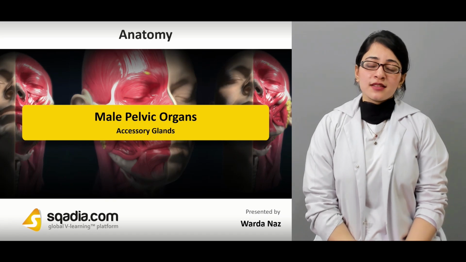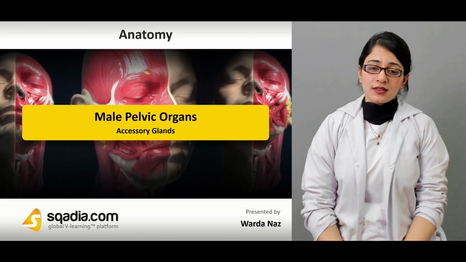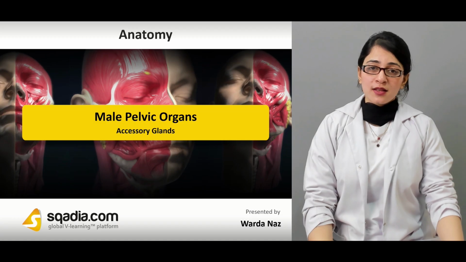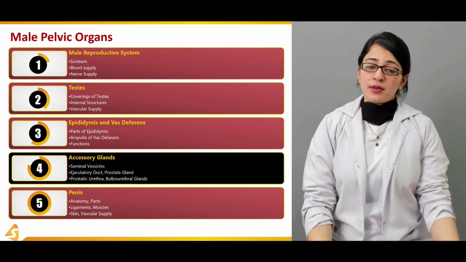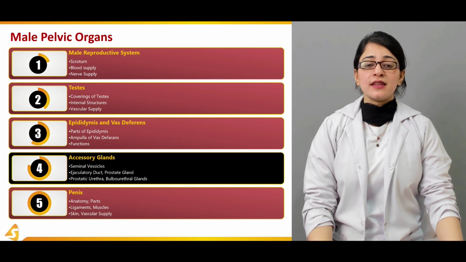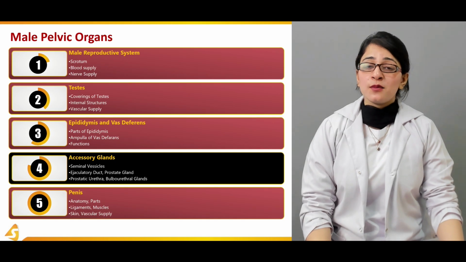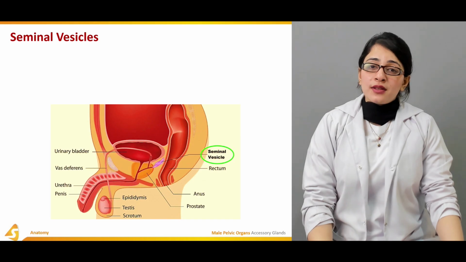The seminal vesicles, prostate gland, and the bulbourethral glands are included in the category of the accessory glands of the male pelvic organs. In this section, we'll be studying in detail the seminal vesicles, the ejaculatory ducts, the prostate gland, the prostatic urethra, and the bulbourethral glands. So first we have the seminal vesicles.